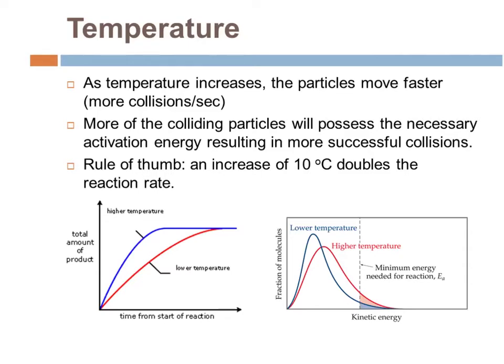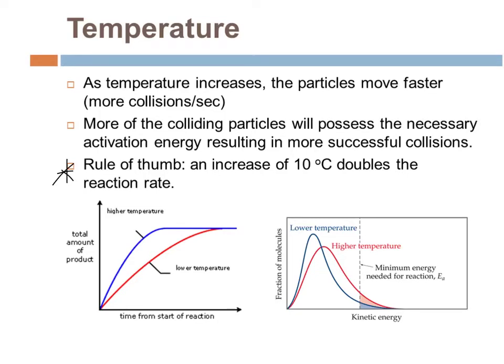For temperature, we know that as temperature increases, the particles move faster, which means we would have more collisions per second. It would also mean that more of the colliding particles would have the necessary activation energy, meaning that we would result in more successful collisions. A good rule of thumb is that an increase of 10 degrees doubles the reaction rate. Not always going to hold true, but it's a good rule of thumb.